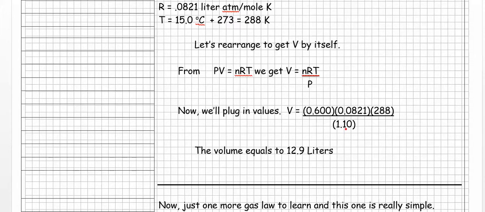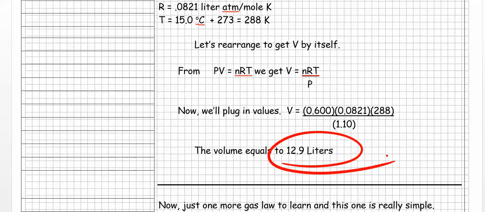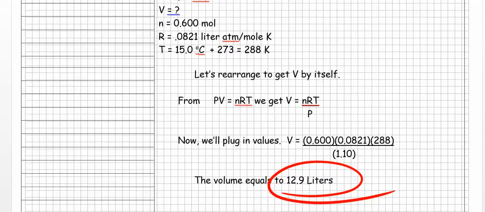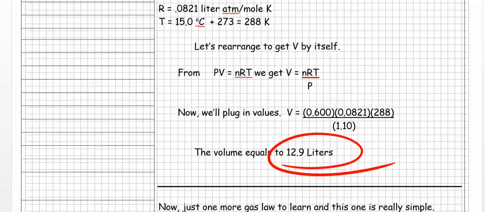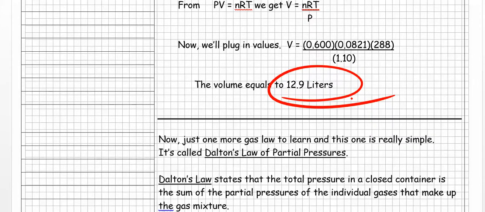So what I want you to do is actually do this on your calculator with me. We're going to say 0.600 times 0.0821 times 288. We'll hit the equal button and divide by 1.10. Folks, on my calculator, I get 12.89716. I'm going to just round it to 12.9 liters. So the volume then is 12.9 liters. If you have a gas at a pressure of 1.1 atmospheres, you've got 0.600 moles of it, and the temperature is 288, we now know what the volume is going to be. It's going to be 12.9 liters, okay?